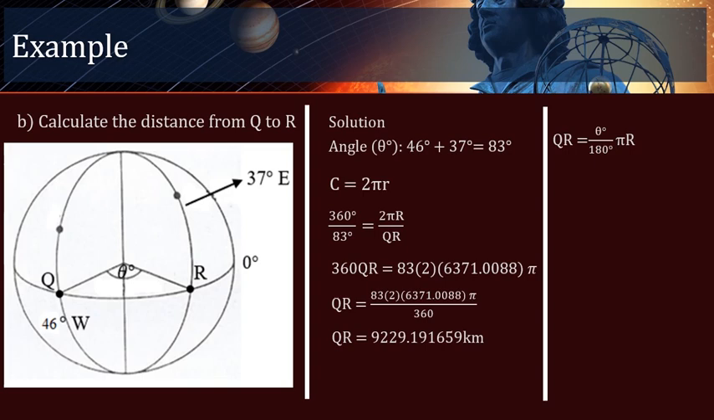So you can put in all those figures. Theta we know is 83. R there is 6371.0088 kilometers times pi. And then finally you have that answer, okay? Which is one and the same thing.